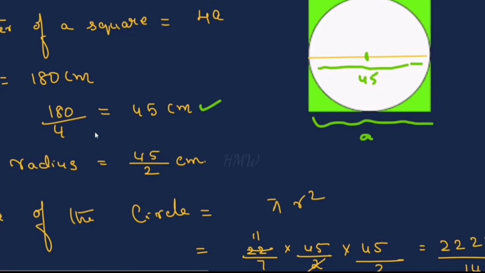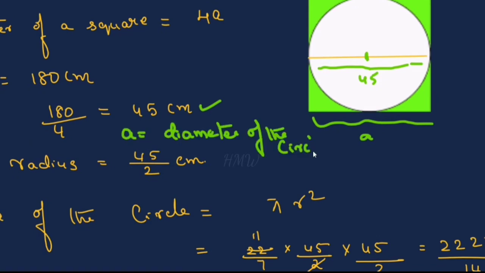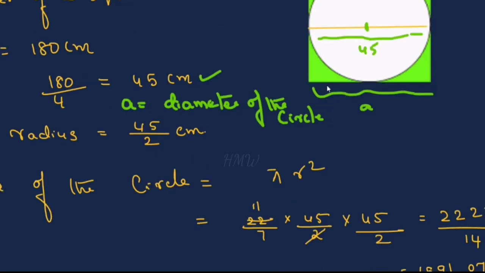A is the diameter. The side of the square becomes the diameter of the circle. So the diameter of the circle is 45, so the radius is 45 by 2. Remember, the side of the square becomes the diameter of the circle. Diameter of the circle is equal to the side of the square.